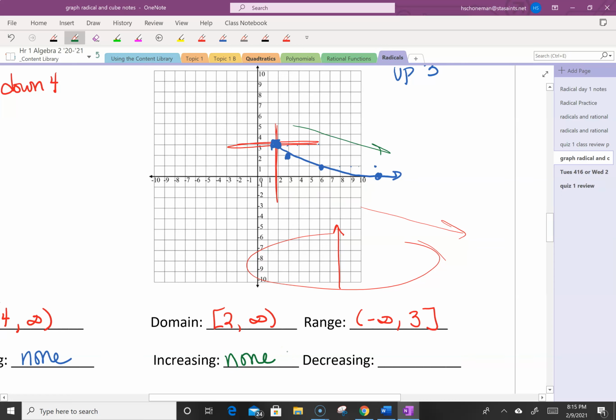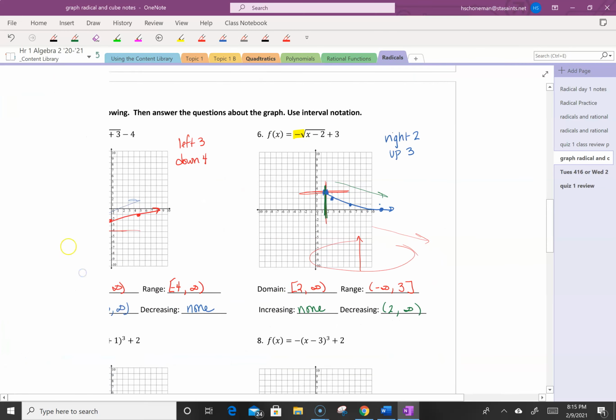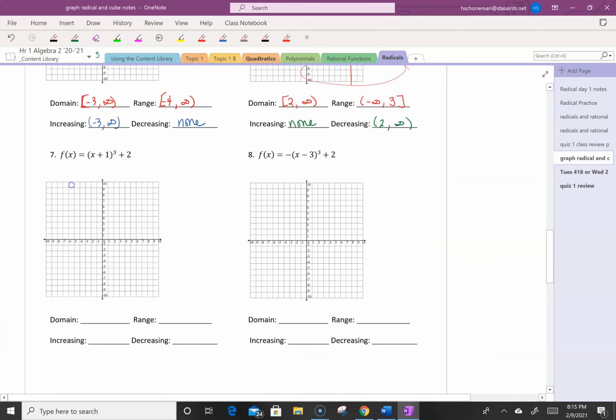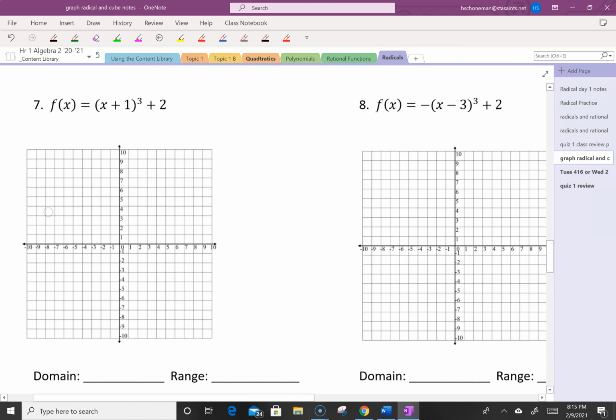And when I read the decreasing interval, I read it off of the x-axis, which is at 2, so it goes 2 to infinity, because when I'm talking about increasing and decreasing, I'm reading it left to right off the graph. Okay, number 7.